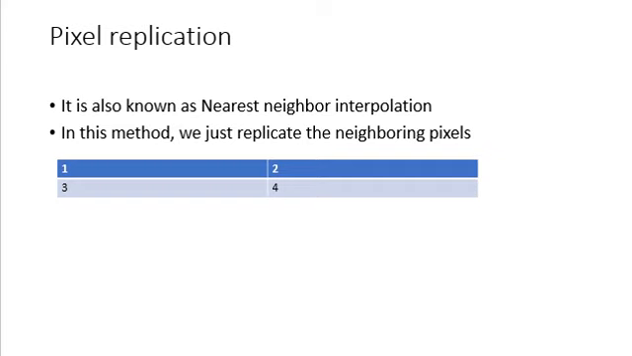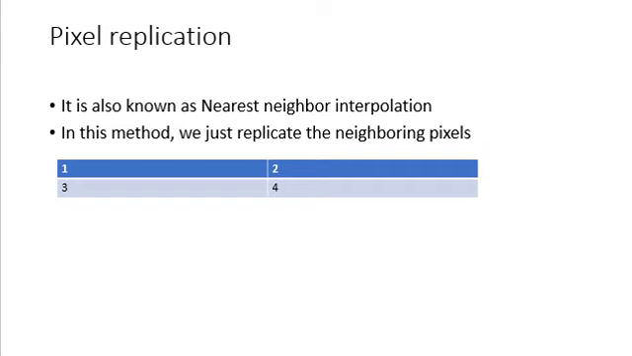Pixel replication is also known as nearest neighbor interpolation. As its name suggests, in this method we just replicate the neighboring pixels. As we have already discussed, zooming is nothing but increasing the number of samples or pixels. So this algorithm works on the same principle. In this method we create new pixels from the already given pixels. Each pixel is replicated n times row wise and column wise, and you get a zoomed image. It's as simple as that.